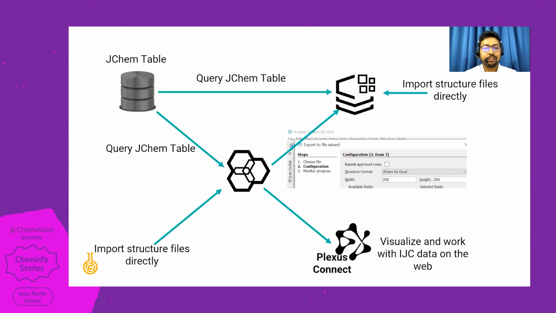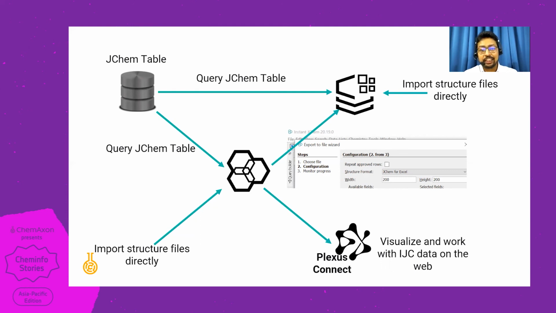So let's say you start with a JChem table. If you have a JChem table, you can query it either via JChem for Office or via Instant JChem. So that will give you the results, or the resultant hits will be imported into JChem for Office, or you can directly access the data in Instant JChem. In Instant JChem, you can also directly import structures. It can be an SDF file or a mol file or from a document. Like we discussed in JChem for Office, you can import directly in Instant JChem also. Similarly, you can import structures directly in JChem for Office also.